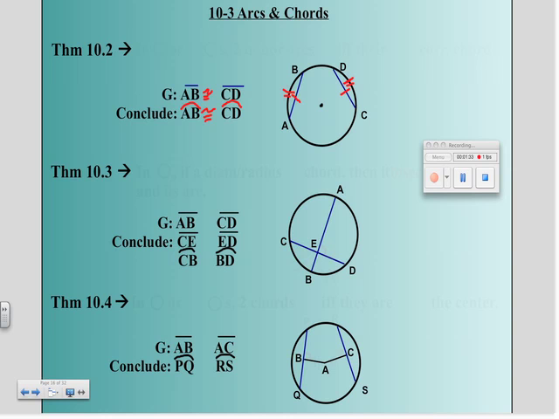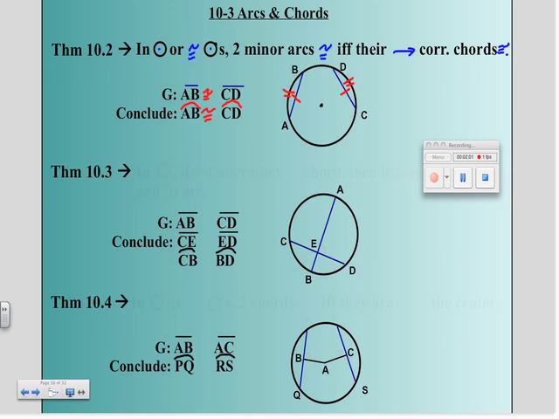Hence, we have our theorem, and it states, in a circle or congruent circles, two minor arcs will be congruent if and only if their corresponding chords are congruent.